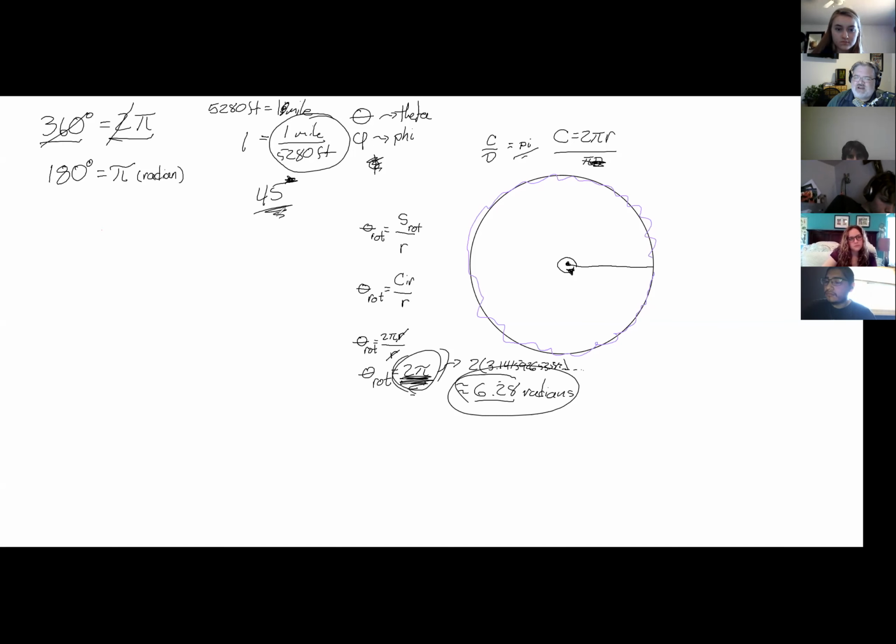Speaking of 45 radians might seem like a lot for radians, and it is. 6 radians is a full rotation. So a little more than 6 1/4 radians is a full rotation. So 45 is going to be like 6 or 7 rotations to get 45 radians.